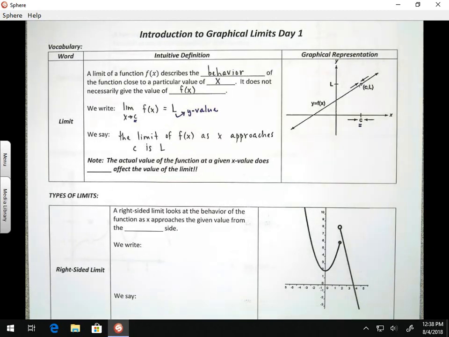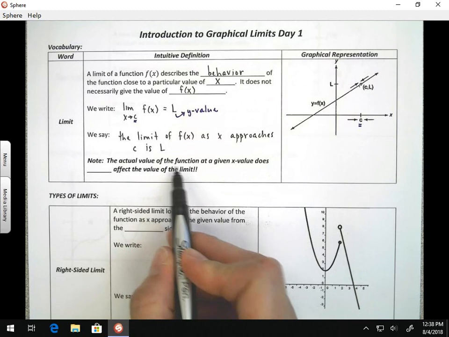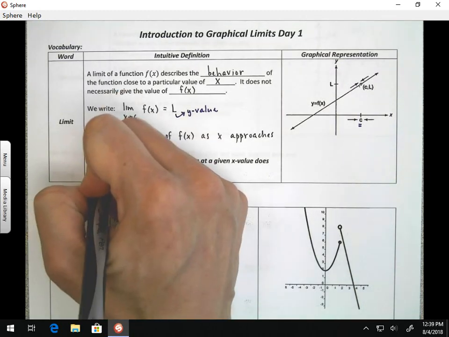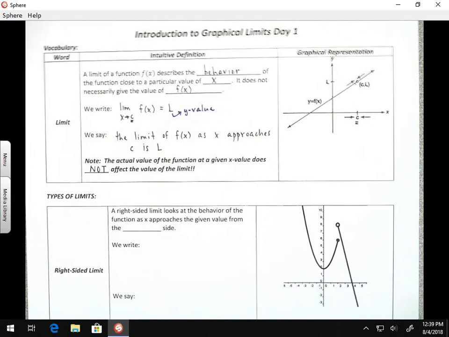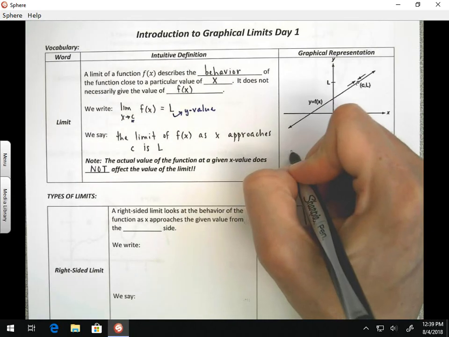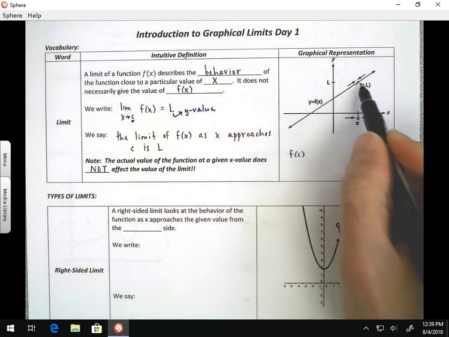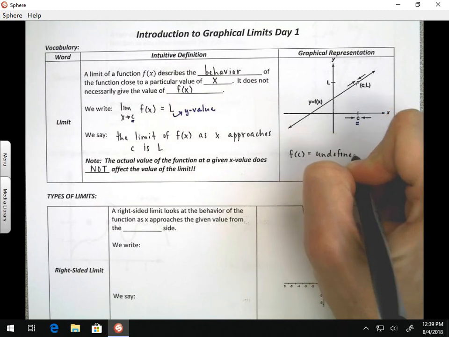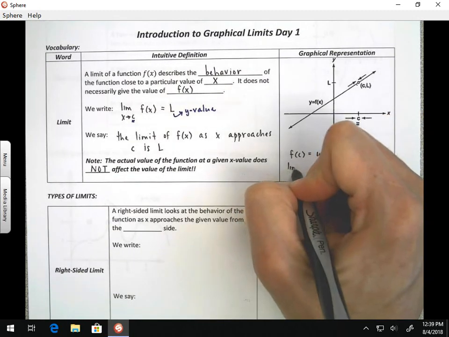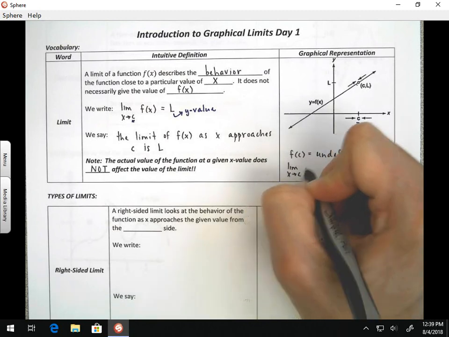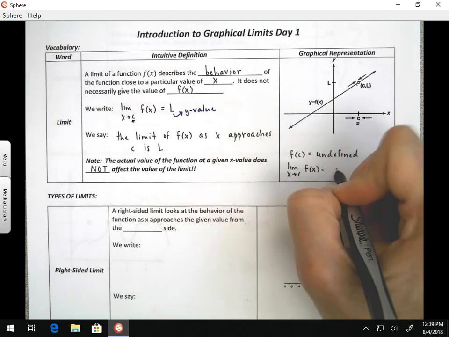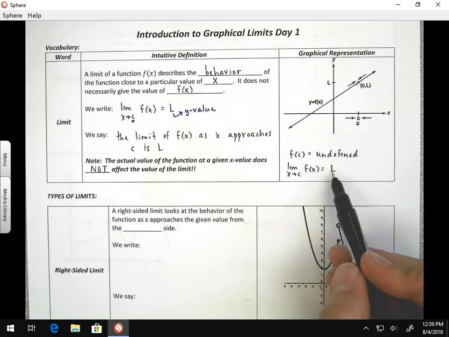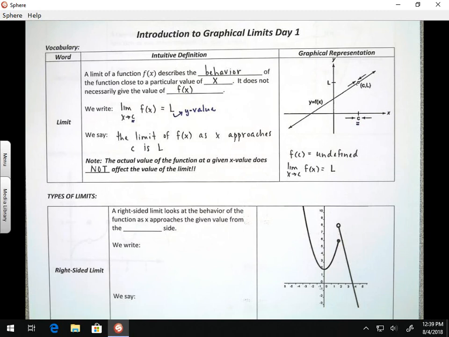Now, something important to note is that the actual value of the function at a given x value does not affect the value of the limit. So again here, I see there's a hole at f of c, so it's not actually defined. However, we still know that the limit as x approaches c is equal to L. So the function value and the limit do not have to be the same value, though at times they will be.